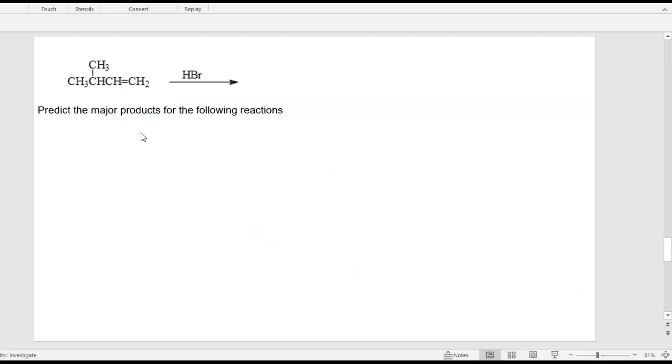Predict the major products for the following reactions. Here again, let's draw the skeletal structure of this: 1, 2, 3, 4, 1, 2, 3, 4, and at the second position you have a methyl group, and the double bond is here. This is the compound, and we are treating it with HBr. Let's just randomly draw the mechanism here. We have a double bond which is acting as a nucleophile, attacking the hydrogen, which is your electrophilic center, and you get the carbocation intermediate, right? And the hydrogen goes to this carbon atom.